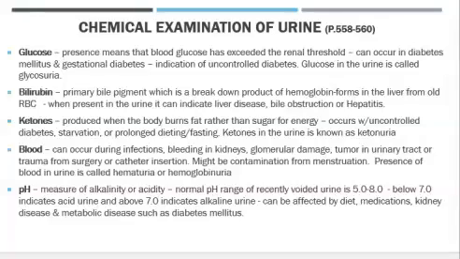The last test that we're going to talk about on this slide is pH. This measures the alkalinity or the acidity of urine. The normal pH of urine is 5.0 to 8.0. Below 7.0 indicates that you have an acid urine, and above 7.0 indicates an alkaline urine.